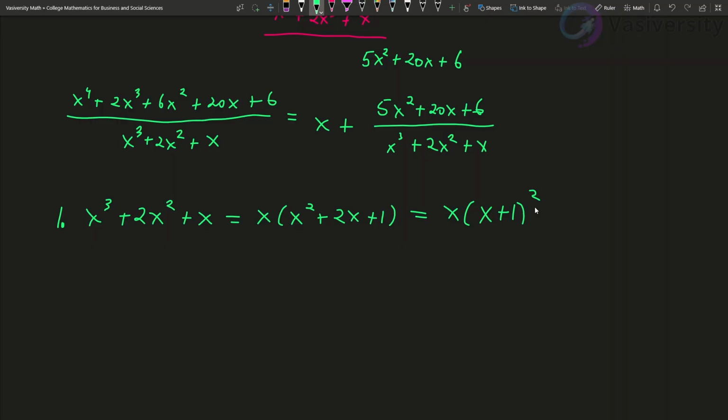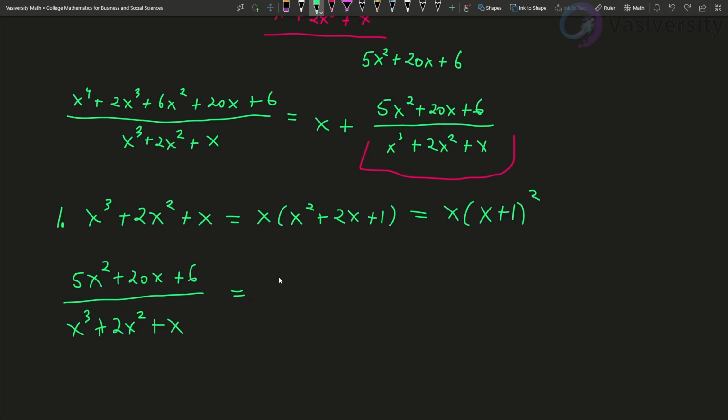Okay. So that means we're going to focus specifically on this fraction right here. So we're going to have that 5x squared plus 20x plus 6 over x cubed plus 2x squared plus x is actually going to be equal to 5x over x times x plus 1 squared.